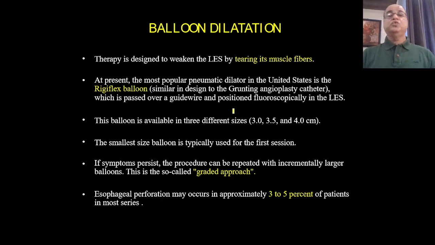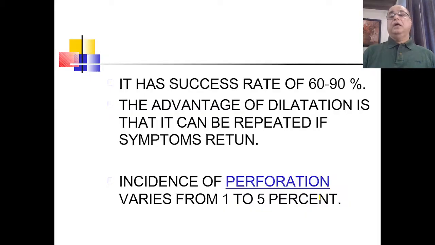The balloon which is used in the United States is called the Rigiflex balloon. It comes in different sizes: 3, 3.5 and 4 centimeter. The smallest size balloon is used in the first session, and if symptoms persist, gradually increasing sized balloons are used, which is called a graded approach. Esophageal perforation may occur in 3 to 5% of the patients. It has a success rate of 60 to 90%. The advantage of dilatation is that it can be repeated if symptoms return.